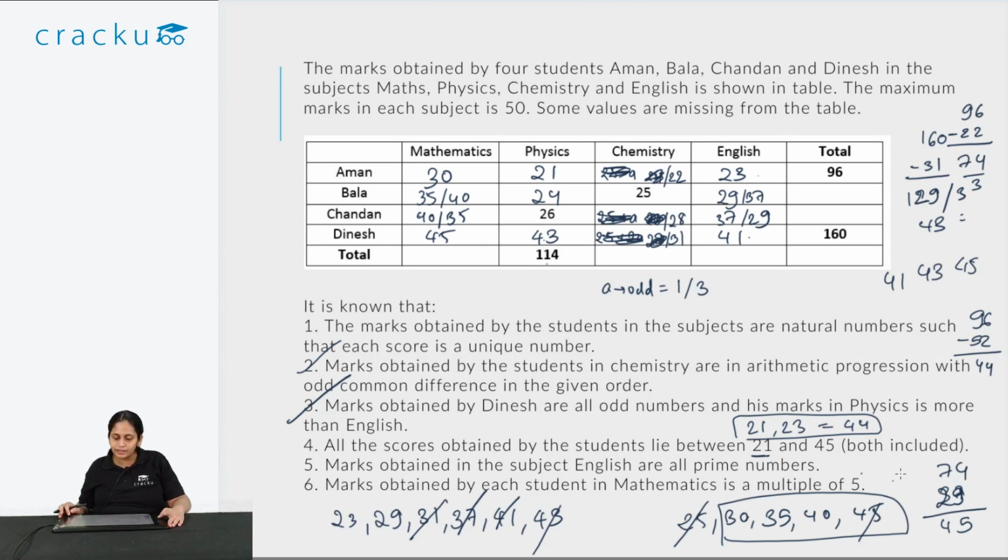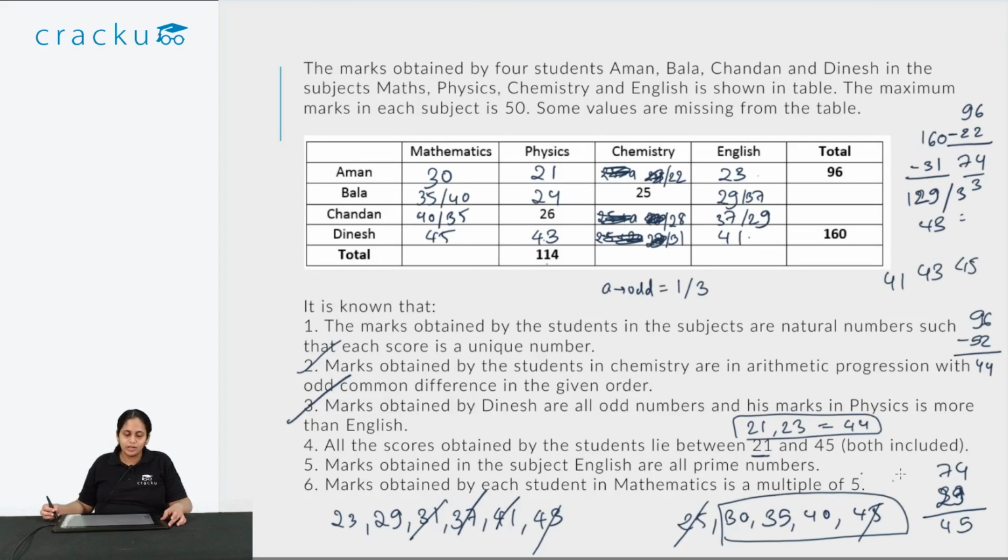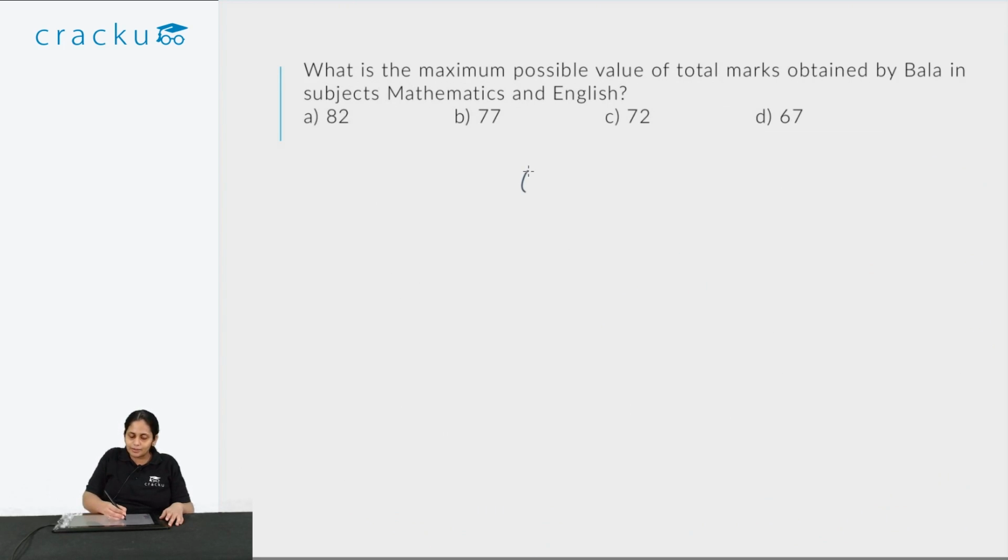Okay, now that I filled the table, let's go on to the questions. What is the maximum possible value of total marks obtained by Bala in the subject mathematics and English? So what is the sum? He is 35 or 40 and 29 or 37. So max is when he gets 40 in mathematics and 37 in English. So that sum is 40 plus 37, that is 77. So the right answer is option B.